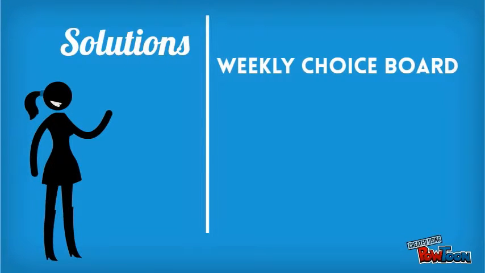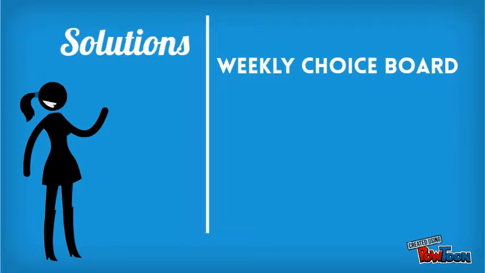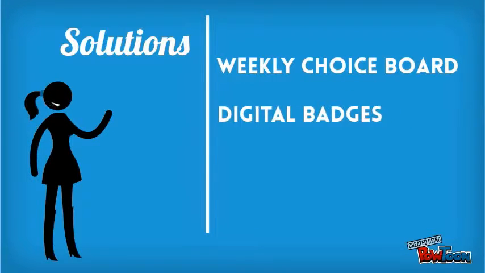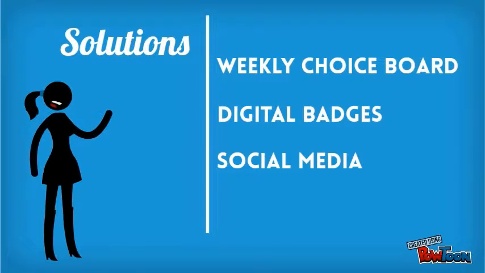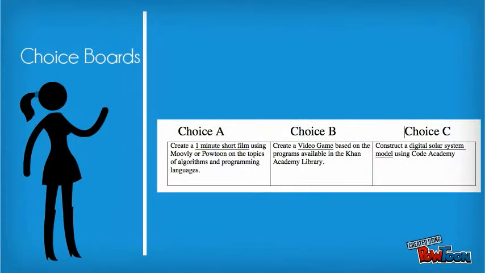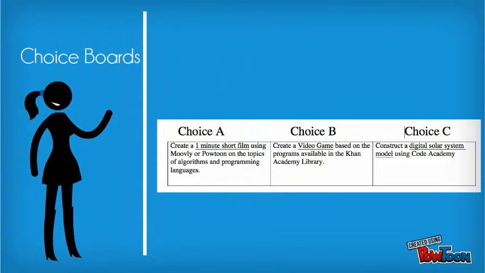First, I created weekly choice boards. Then I built digital skill set badges. Finally, I incorporated social media into our classroom community. Here is an example of a choice board. The choices include creating a short film, modifying an existing program, or constructing a digital solar system.